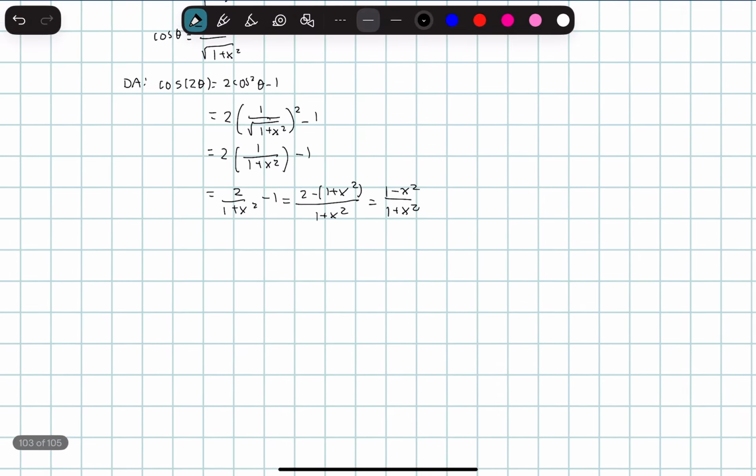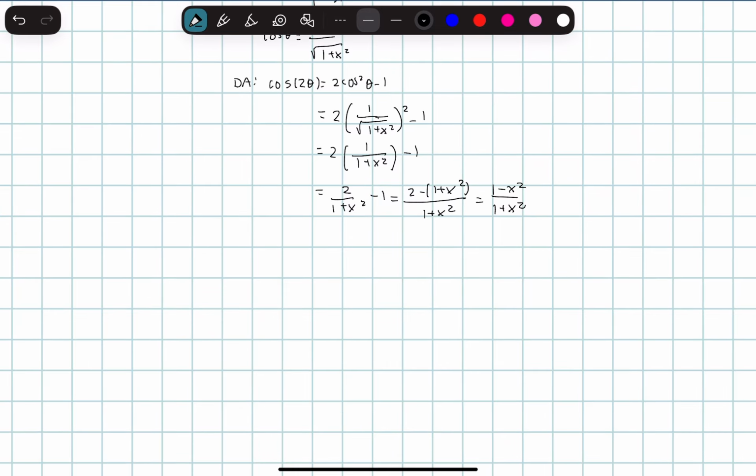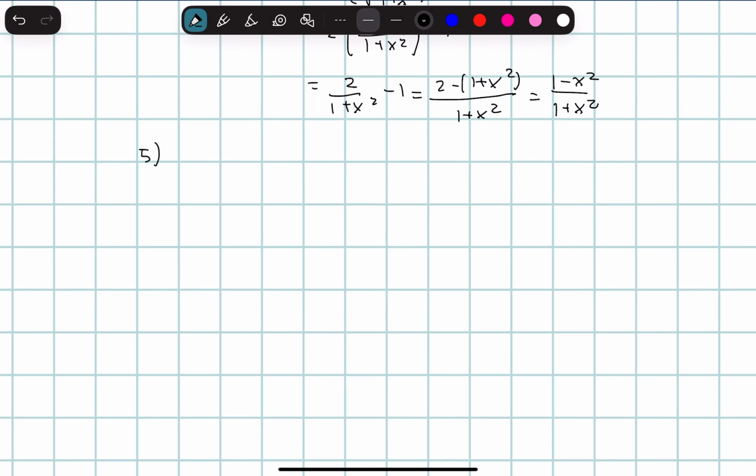Okay, great. Now we can do our next problem, which is number 5. So for number 5, let's say we have sine of 2 cotangent inverse of x.